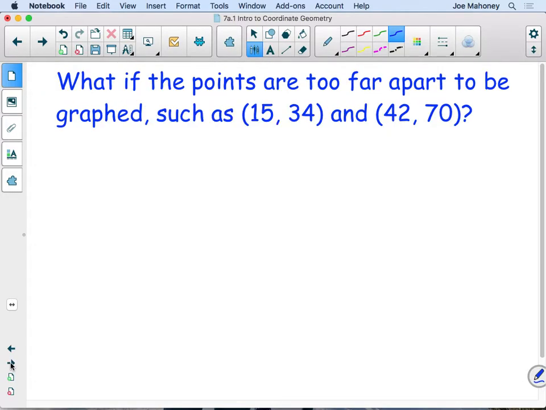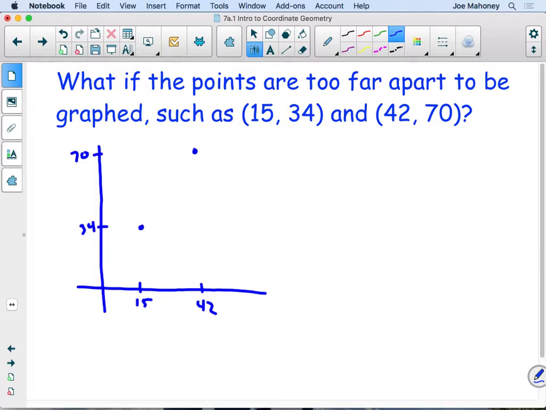But what happens if we can't graph it? Well, let's imagine if we could graph it, if we think about what it might look like. So maybe the point (15, 34) is about there. And maybe the point (42, 70) is about there. So it looks like that. And we kind of do the same thing. We want that distance there.